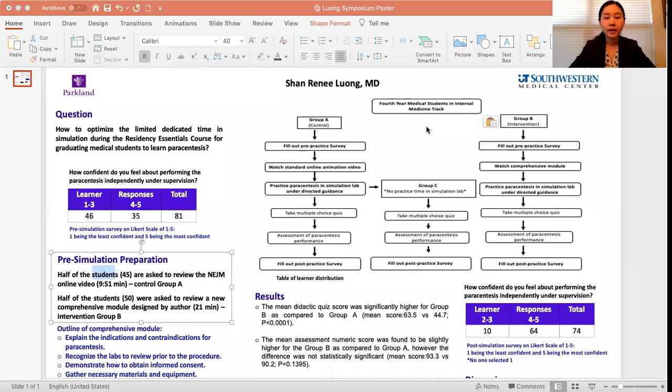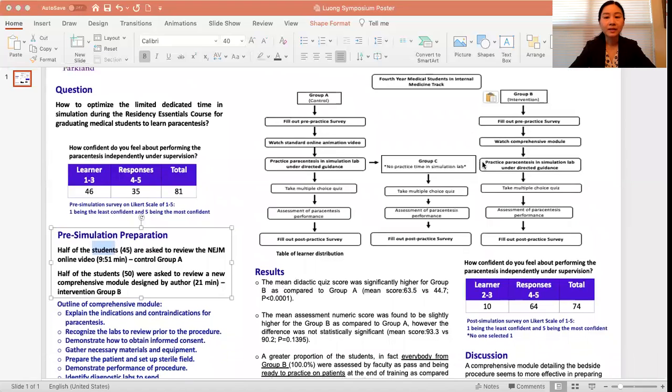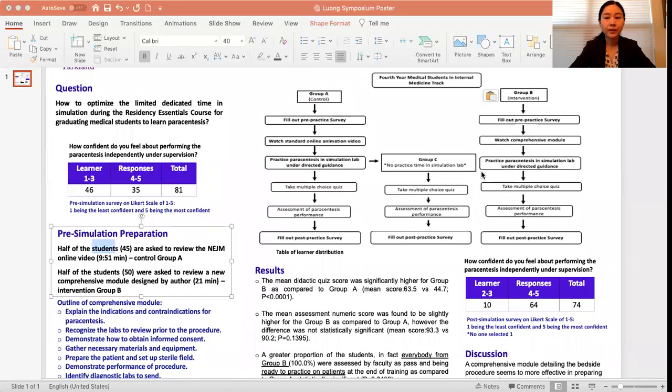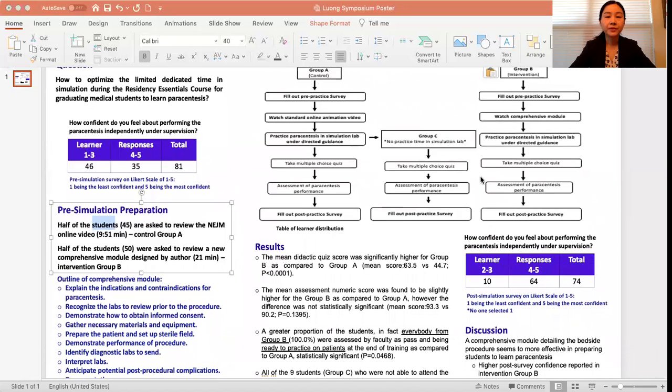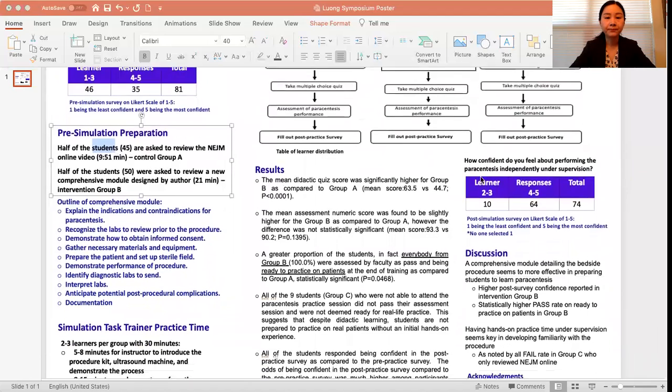The students, as you can see here, were divided into groups A and B, one being the control, one being the intervention. They all filled out a pre-practice survey. They either watched the standard New England Journal of Medicine video or the comprehensive module. They practiced the paracentesis on task trainers. On a separate day, they came and took a multiple choice quiz. They practiced the paracentesis observed by a faculty, and afterwards filled out a post-practice survey.